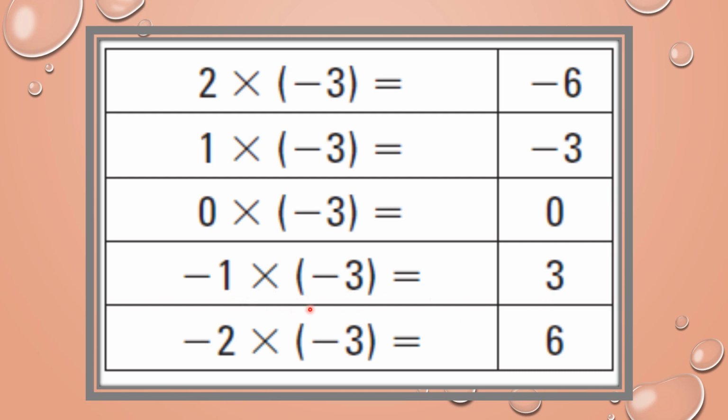Next, negative 1 times negative 3 is equal to positive 3. Minultiply natin ang 1 at 3, so ang sagot ay 3. And then, since pareho silang negative, ang sagot dapat ay positive. Negative times negative is equal to positive. Negative 2 times negative 3 is also positive. And then 2 times 3 is 6. Remember, different sign, negative, same sign, positive.